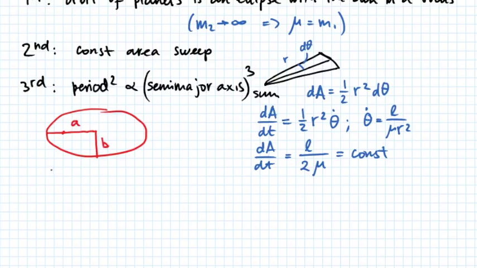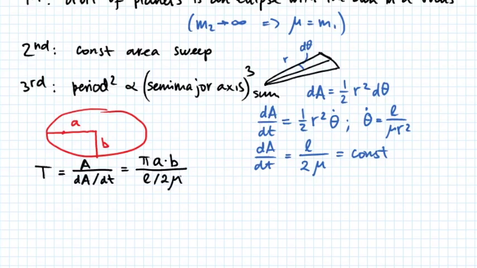Then we can write that the period will be given by the area of the ellipse divided by the areal sweep velocity, or pi times A times B divided by the areal sweep velocity that we just found, L divided by 2 mu.